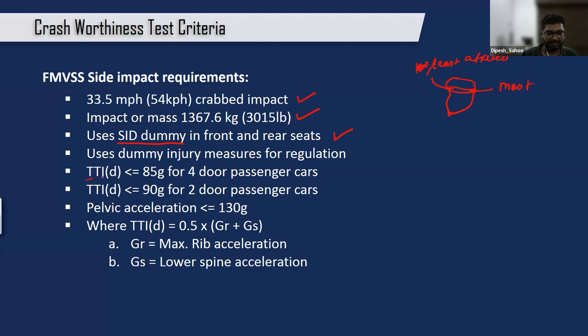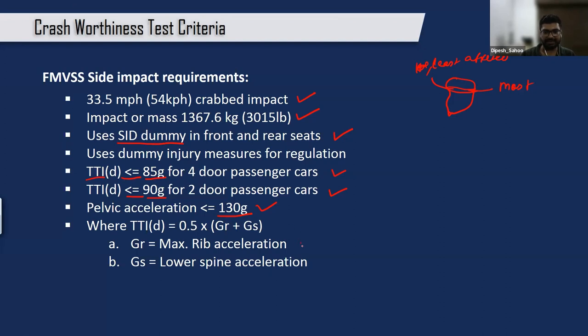Then TTI means the thoracic region. The acceleration of the thoracic region during side impact should be 85 Gs for 4-door passenger cars and 90 Gs for 2-door passenger cars. Pelvic acceleration should be 130 Gs. Pelvic means your thighs and legs. The values should be less than or equal to 85, 90 Gs or 130 Gs. Only then will your vehicle get the 5-star rating, a good rating for safety.